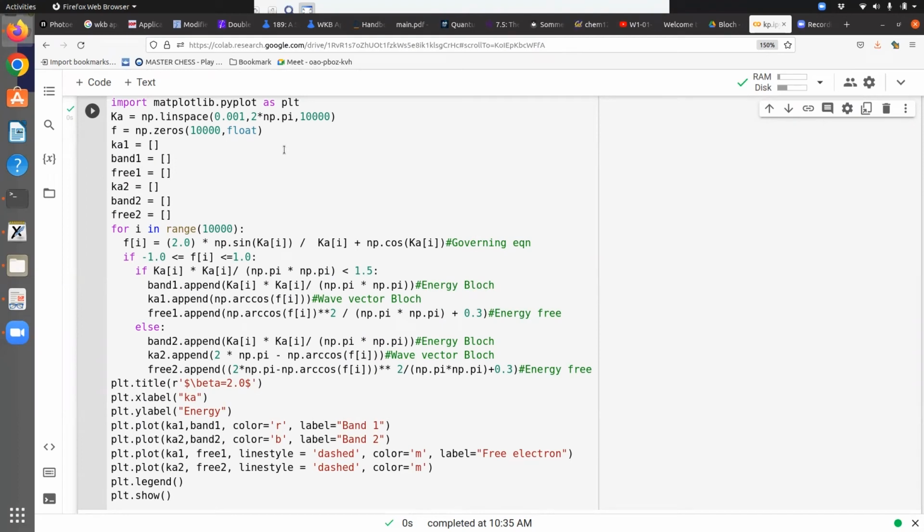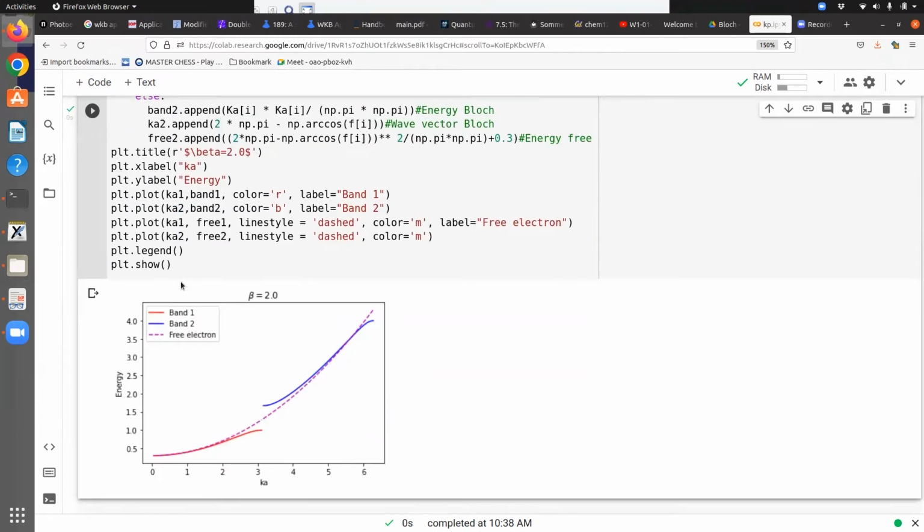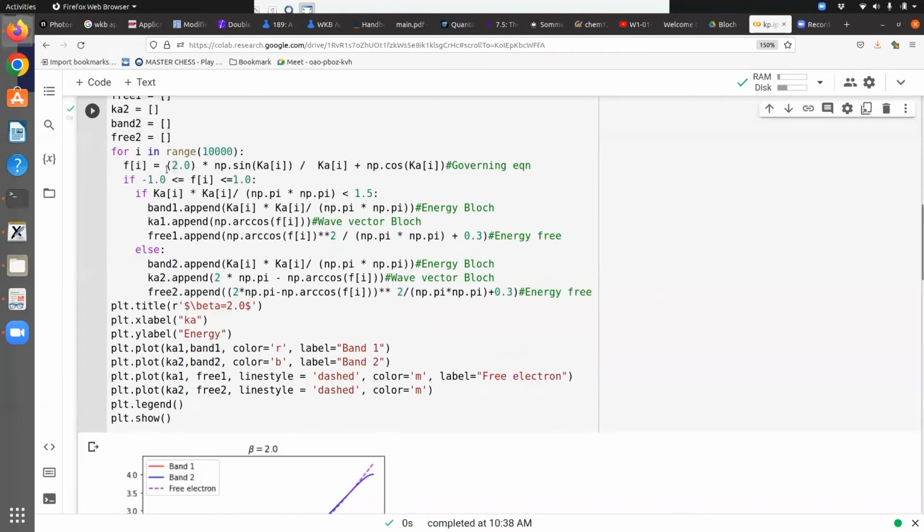This is the code to plot energy versus k. This is the governing equation to determine allowed or forbidden region. We determine the allowed or forbidden region using the if loop. Here we calculate the energy and wave vector of the first band. Here we calculate the energy and wave vector of the second band. Let us run the code for beta equal to 2. Now let us calculate for some other value of beta. For example, beta equal to 4.